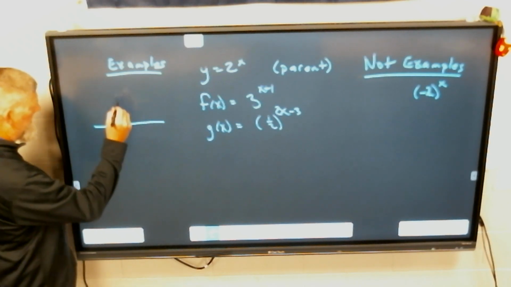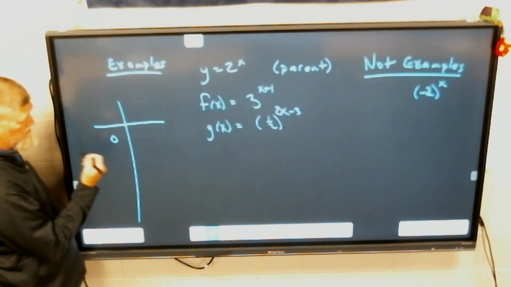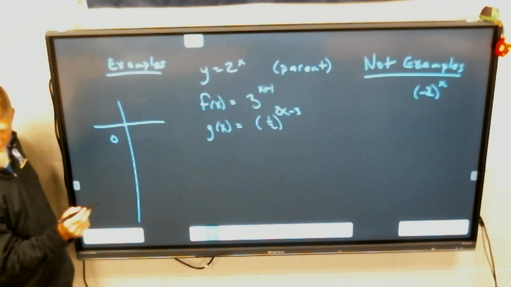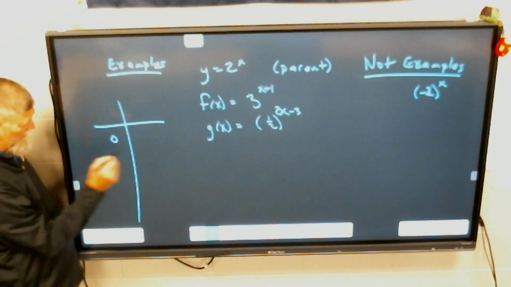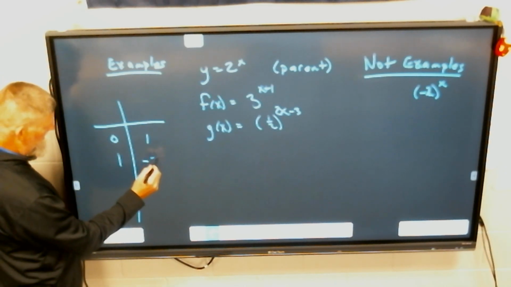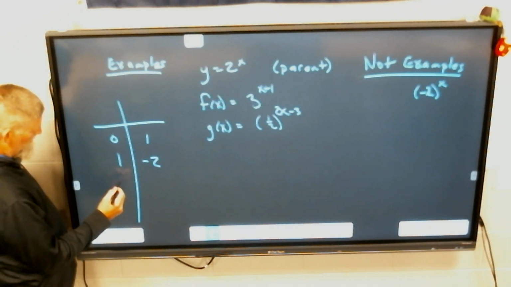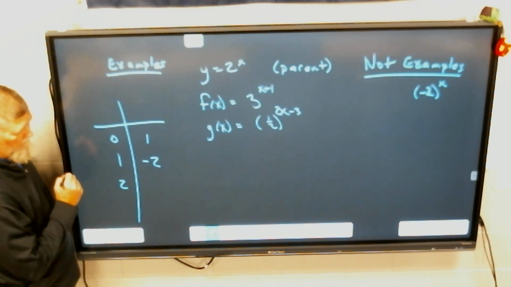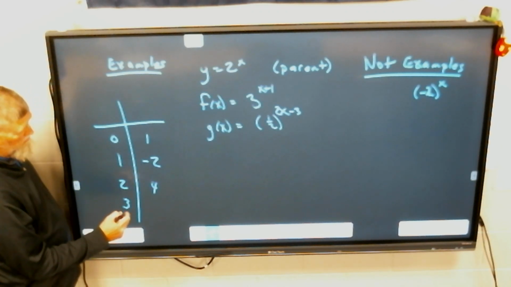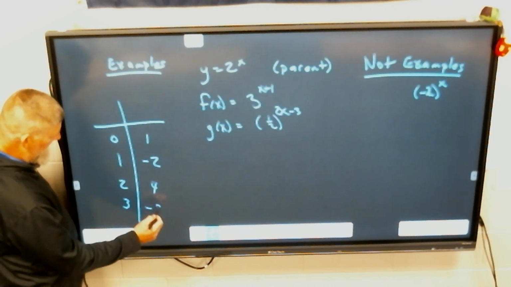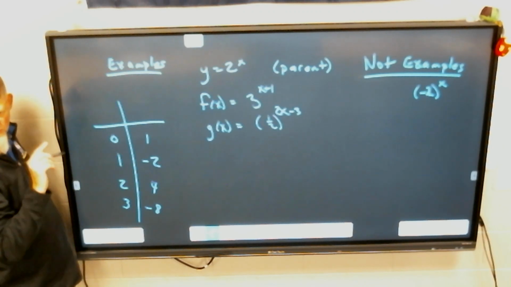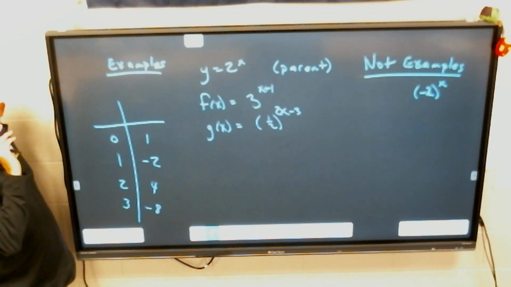Just real quick, if x is 0, which is perfectly fine, what's -2 to the 0? Anything to the 0 power is 1. If the exponent is 1, then it's going to be -2. If the exponent is 2, it's going to be positive 4. If x is 3, it's going to be -8 now, because it's negative. And you're hopping back and forth between negative and positives, and it's just a mess. So it's inconstant.